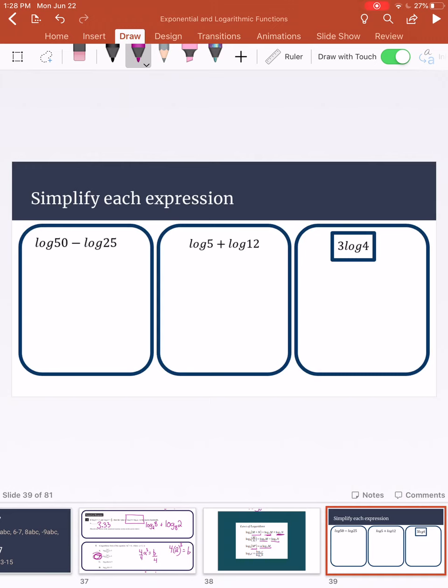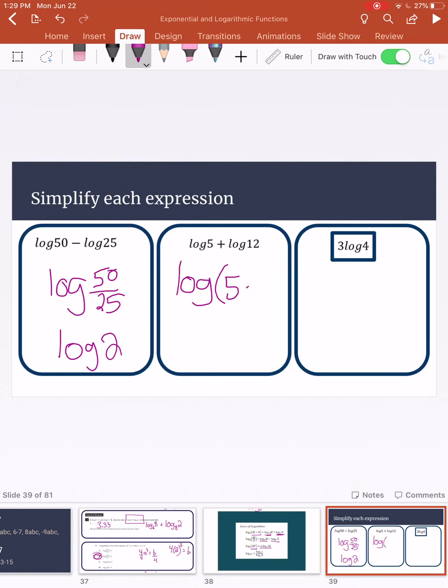All right, so here there is no base, so we assume they're both common logarithms, which means they have a base of 10, but we don't need to write that there. So we can go ahead and divide those two arguments. 50 divided by 25 is 2. Next one, same base. We're going to multiply these two arguments. 5 times 12 is 60.